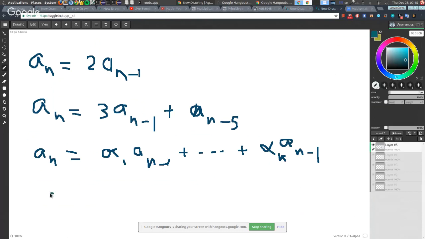However, this, for example, is not a linear recurrence. As you can see, this one is not a linear recurrence because it's not a linear combination. Here this term is occurring raised to the power of 2, so this is not a linear recurrence.